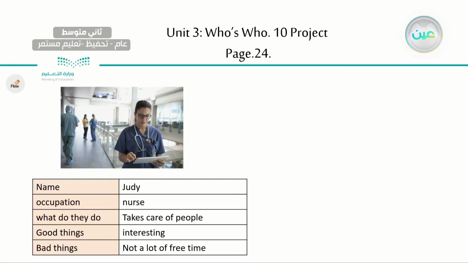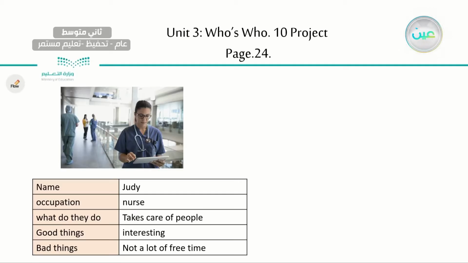From the picture, we can see a nurse. So what's her name? Her name is Judy. Judy's occupation is a nurse. But what does a nurse do? She takes care of people in a hospital.